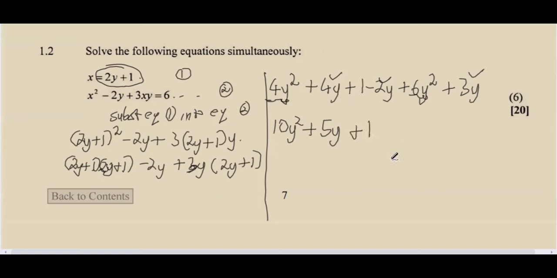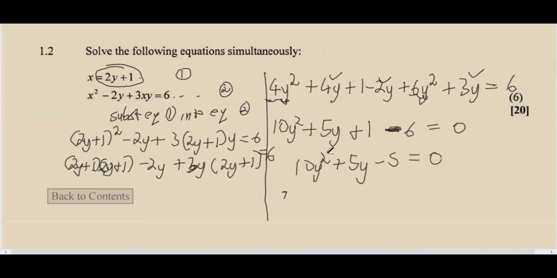And then all that will be equal to, so let's not forget this, we have equal to 6 here. So let's just bring over this 6. So minus 6 is equals to 0. So that means we'll end up with 10y squared plus 5y. And then what is 1 minus 6? That's negative 5 is equals to 0.